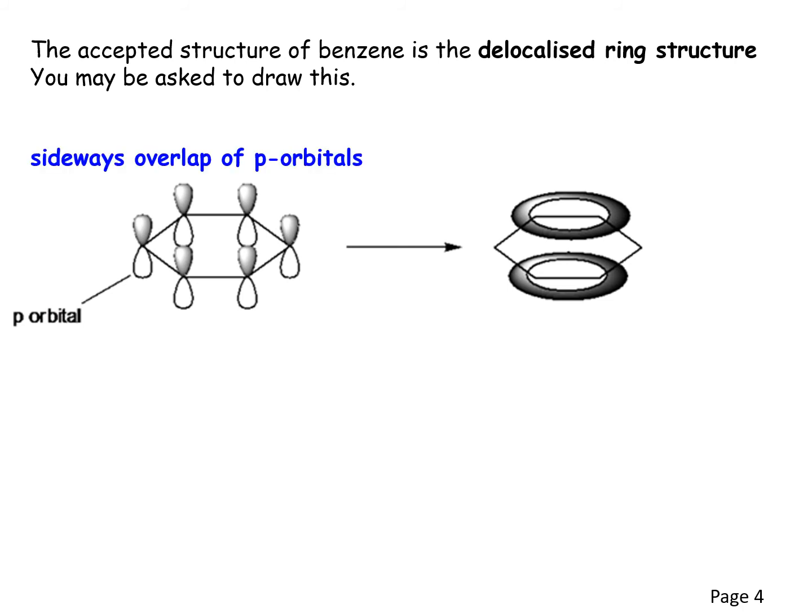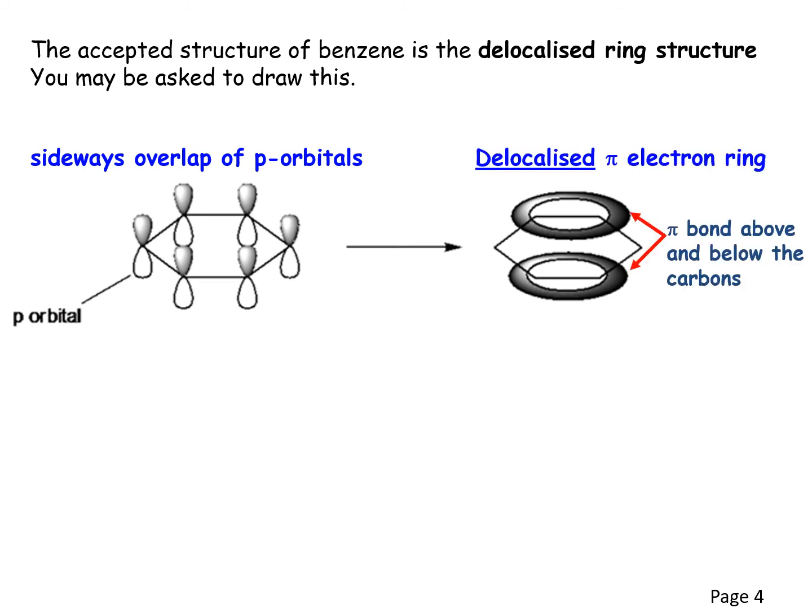So on the left-hand side, we can talk about those p orbitals on each carbon, and they're going to overlap sideways. On the right-hand side, we've now got this delocalized pi bond, known as a pi electron ring. That pi bond is then above and below the carbons. So these are the key things that you need to make sure you label as well as drawing correctly. Pause the PowerPoint for a few minutes while you copy that diagram into your notes on page 4.